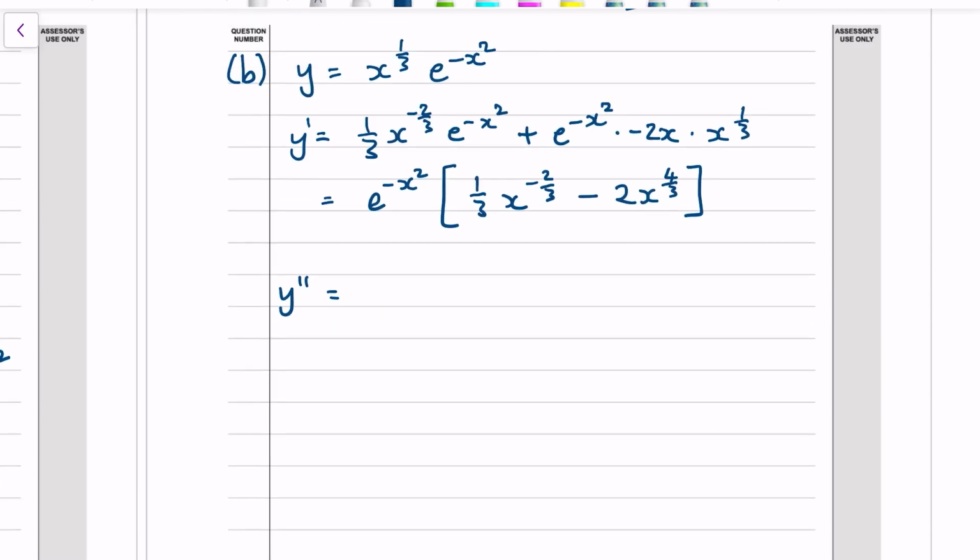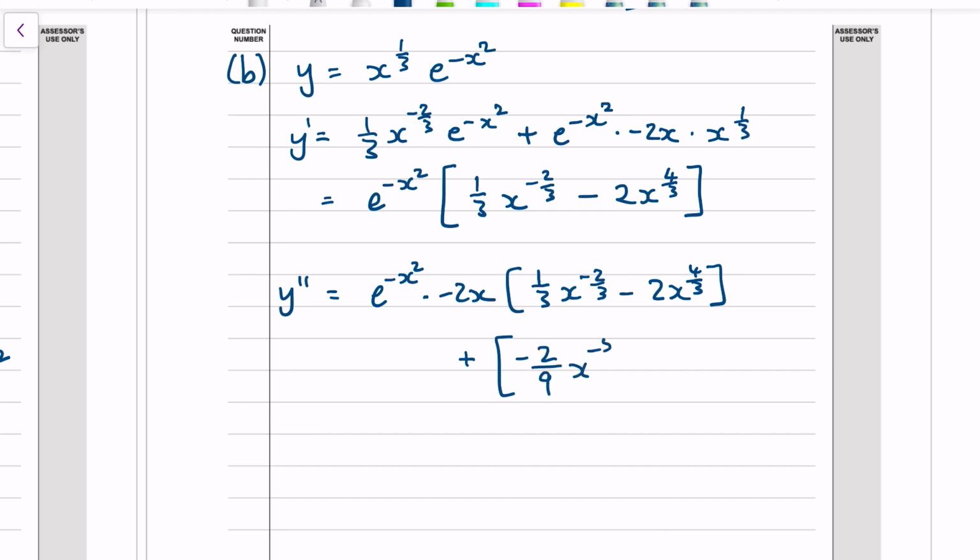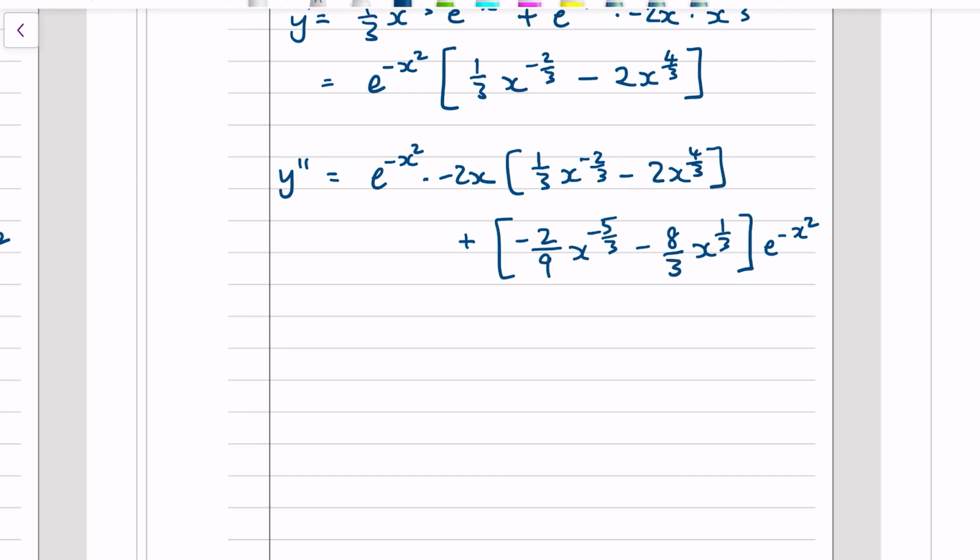Okay, so second derivative, diff the first term times the second bracket, diff the bracket, times the first term. Okay, and now we're going to factor because we want to solve it equal to 0.